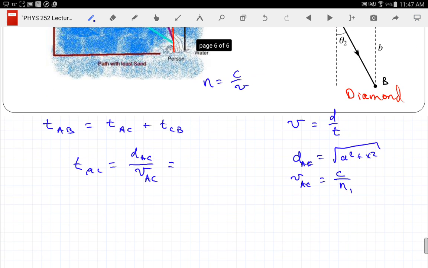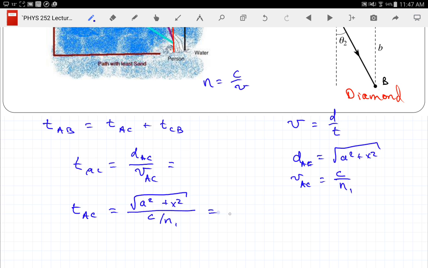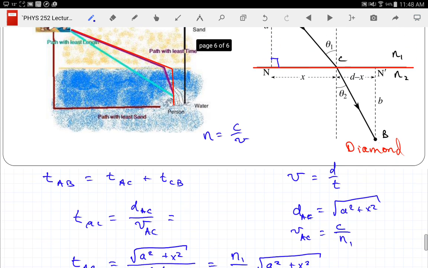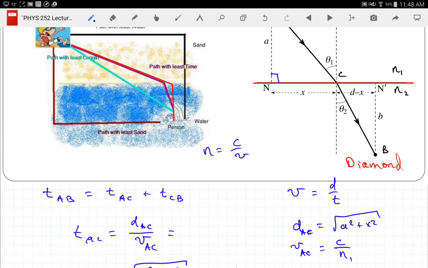So putting these together, I have the time to go from A to C is equal to the square root of a squared plus x squared divided by c over n1, or writing that more succinctly, n1 over c times the square root of a squared plus x squared. So that's the equation that gives me the time to go from A to C. How about the time to go from C to B?